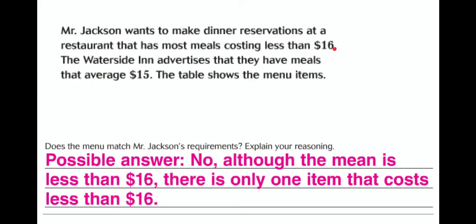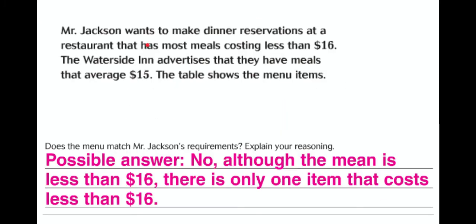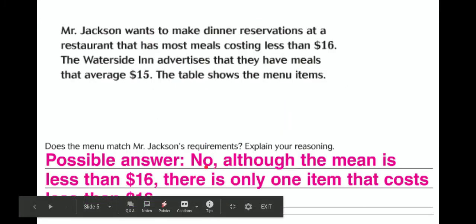So if we look back at all those prices, here they are. All of these are 16 or greater. And he wanted most, or a majority. This is clearly not a majority. There's only one item that fits his criteria. So hopefully you had no, and then something similar to this for your reasoning.